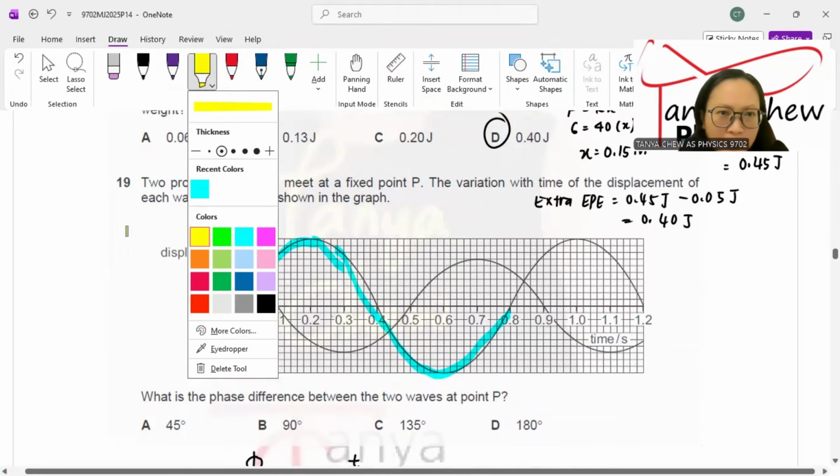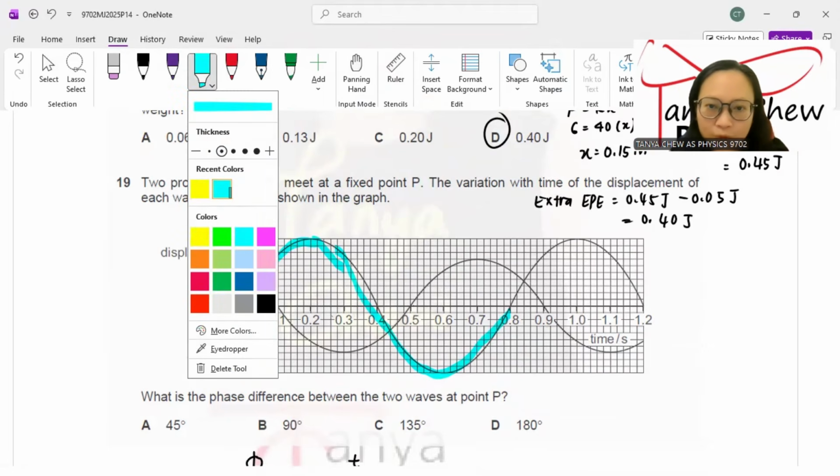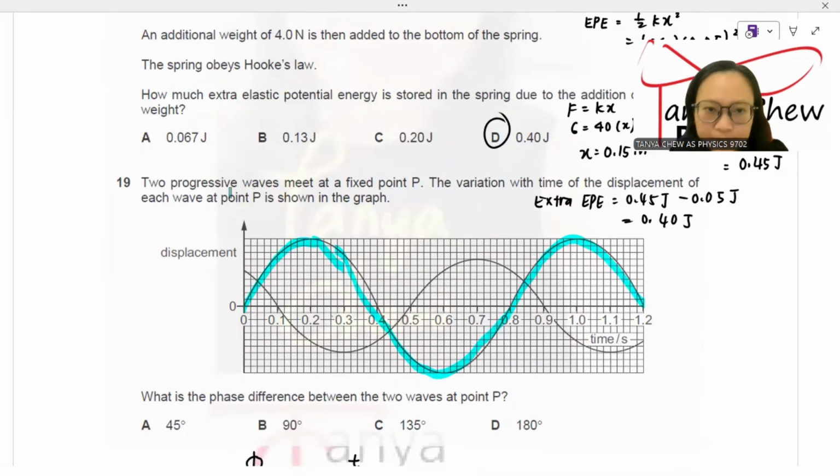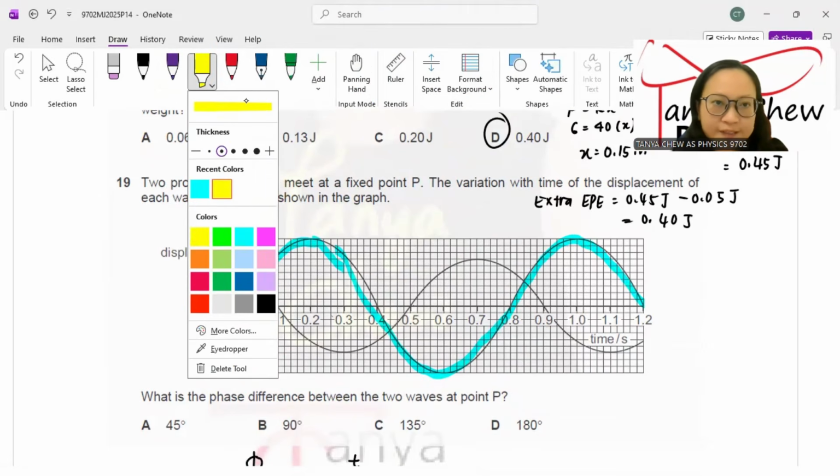Right. If I want to compare, I need to make a fair comparison. So I start, okay, the blue wave. I look at this blue wave. Okay, I draw out two different waves here. And then the other one is my yellow wave. So I want you to see this carefully.